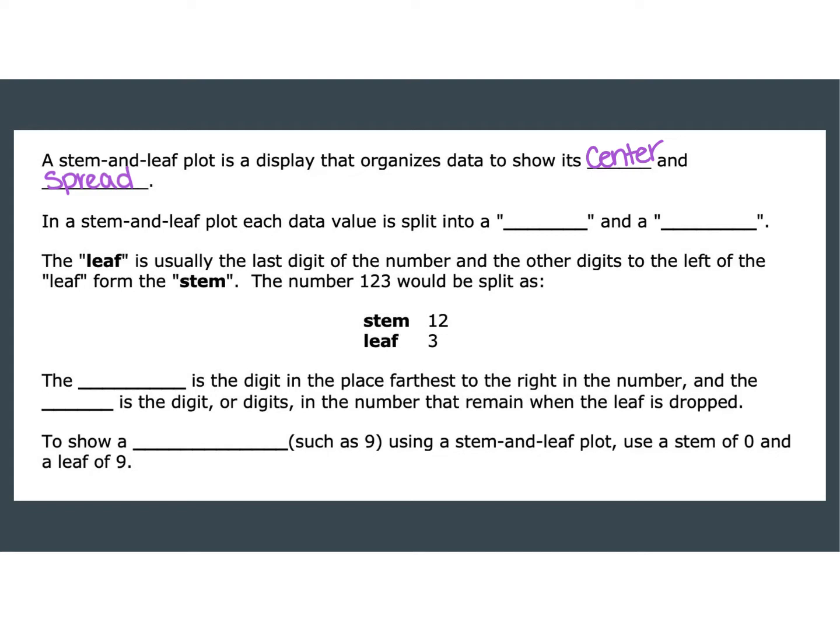In a stem and leaf plot, each data value is split into a stem and a leaf. The leaf is usually the last digit of the number, and the other digits to the left of the leaf form the stem. The number 123 would be split as a stem of 12 and a leaf of 3.